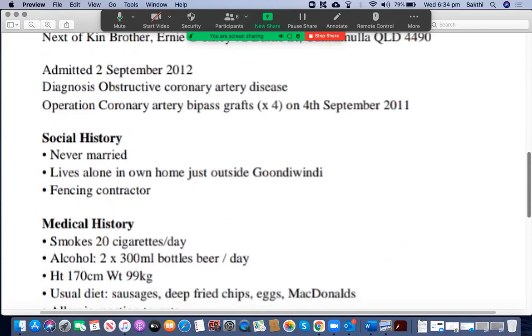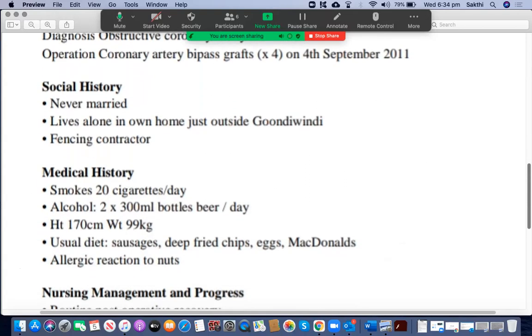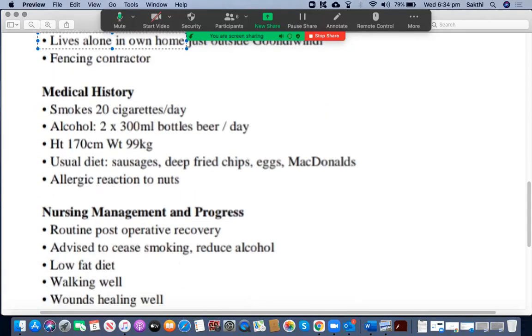Yes, that's okay. Social history: never married, lives alone in her own home just outside Gundivindi. Okay, never married, fencing contractor. This is not needed. Never married, lives alone in his own home, just outside Gundivindi. Does that make any difference? No, I don't think so. It's not needed.